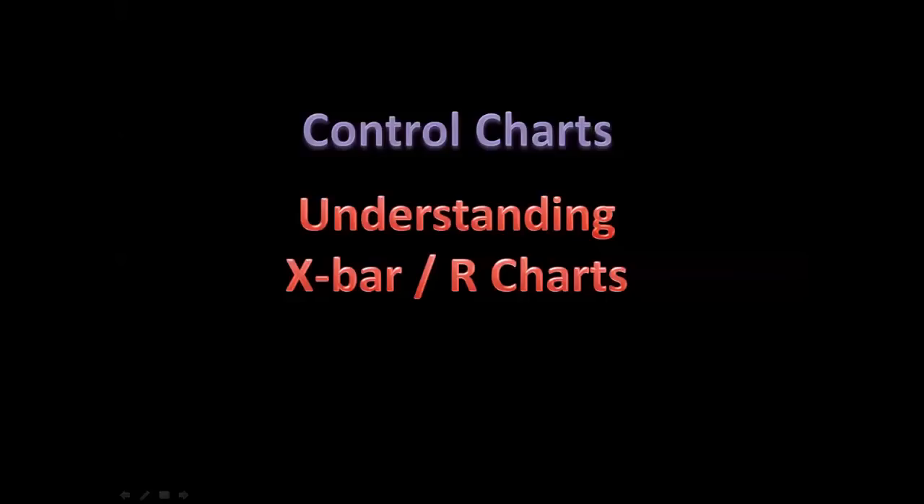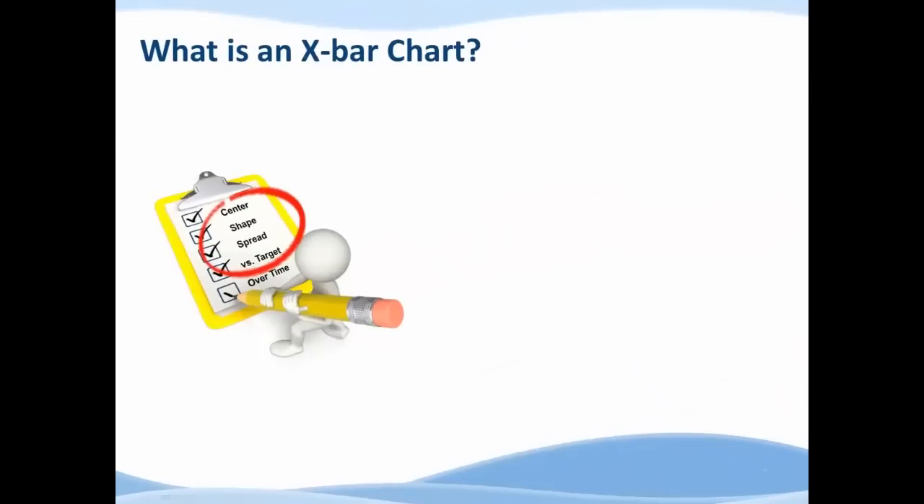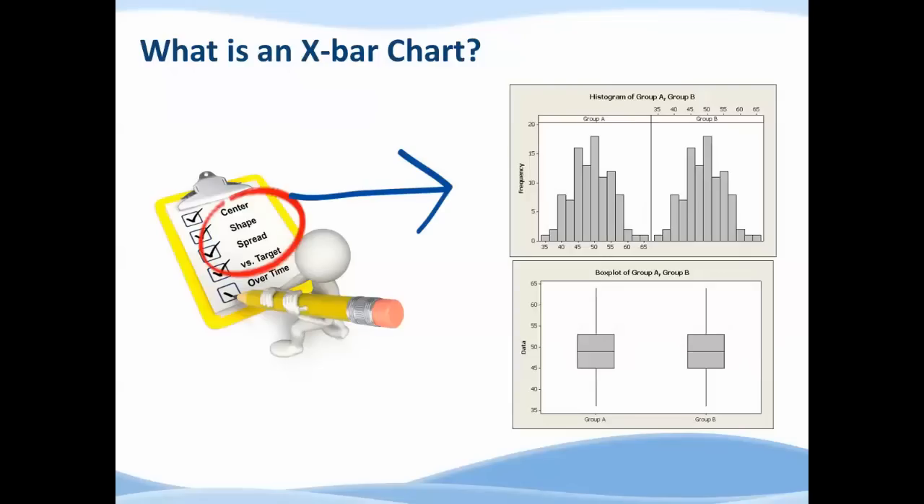Let's take a look at how Xbar and R charts are created and how to interpret them. Throughout this course, you've learned that when we look at data, we look at 5 things: center, shape, and spread, how we perform versus target, and how we perform over time. You've already seen a lot of tools like histograms and box plots that tell you the center, shape, and spread of the data, and you've also learned that you can put a target line on there that will let you know how you're performing versus target.